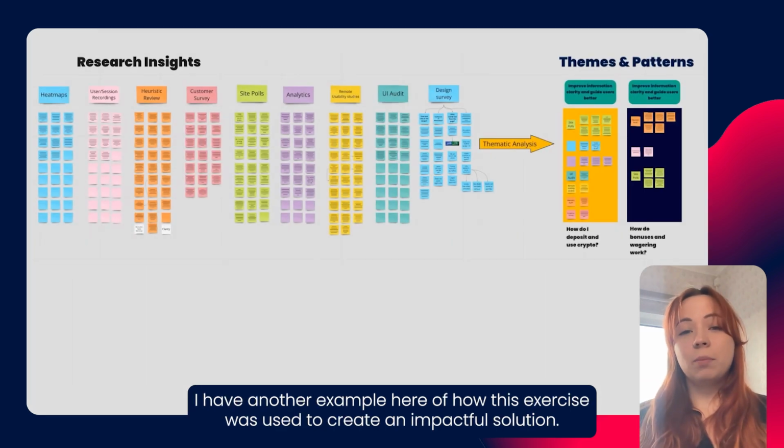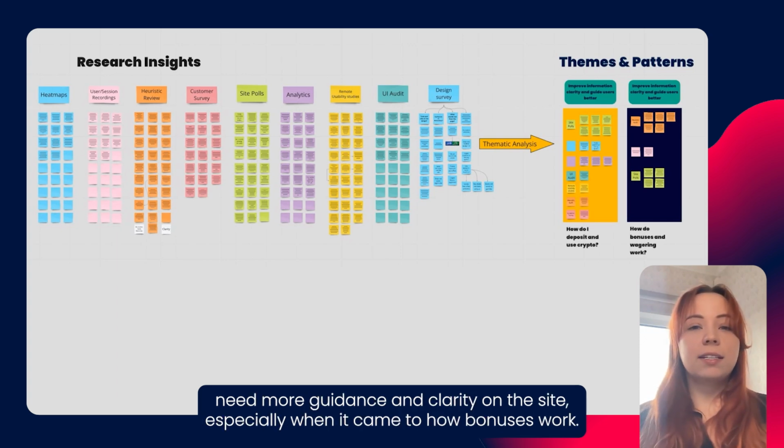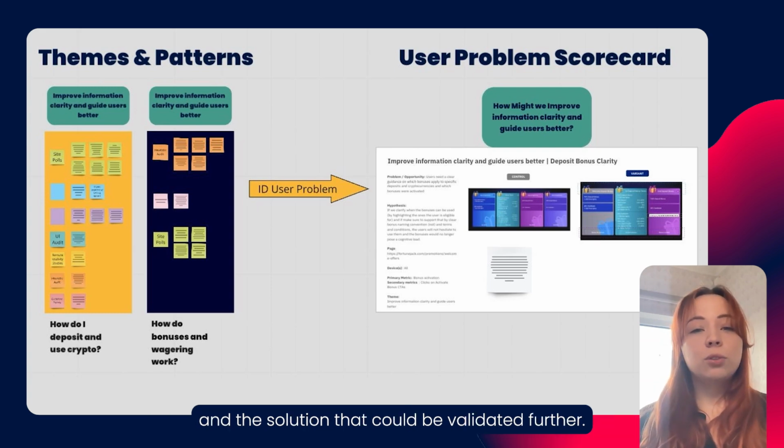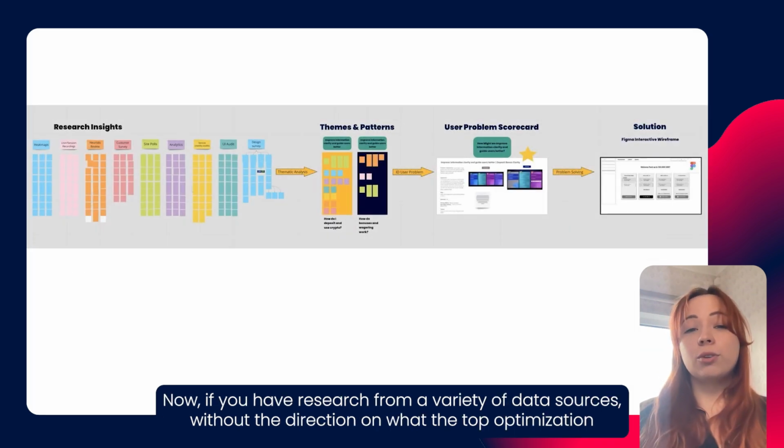I have another example here of how this exercise was used to create an impactful solution. From the thematic analysis exercise, there were a few themes which indicated that users need more guidance and clarity on the site, especially when it came to how bonuses work. Based on the problem themes, we created a test scorecard, which clearly highlights the problem statement and the solution that could be validated further. With the help from designers, we drafted up a new version of the bonus page that can be A/B tested.